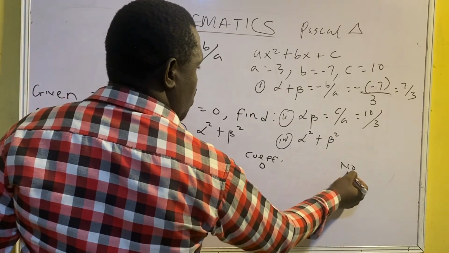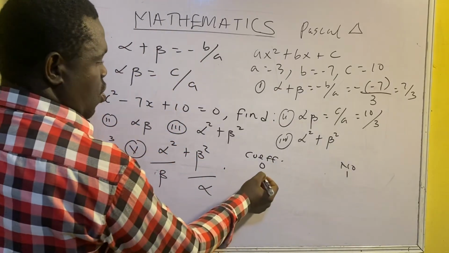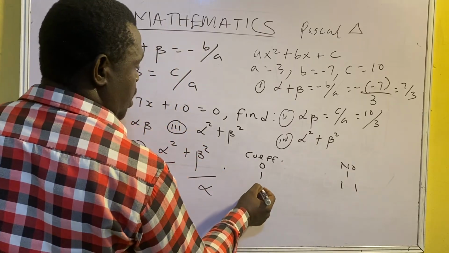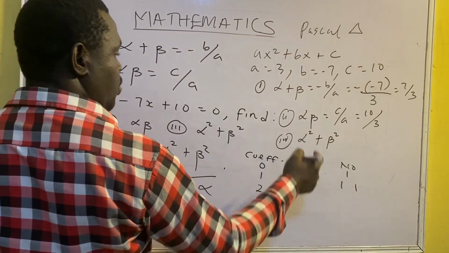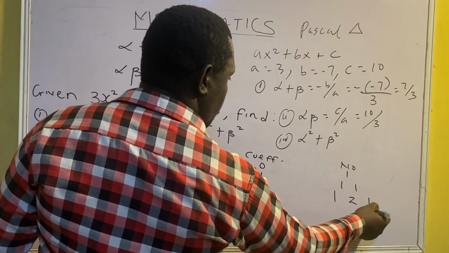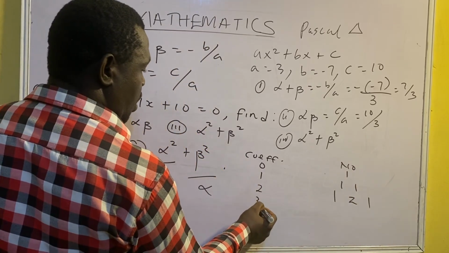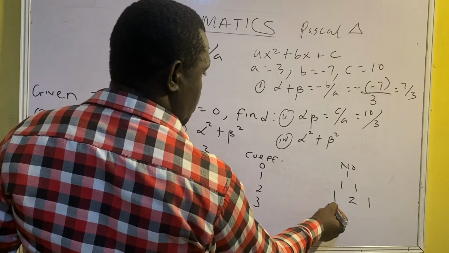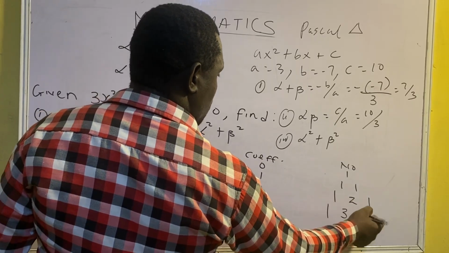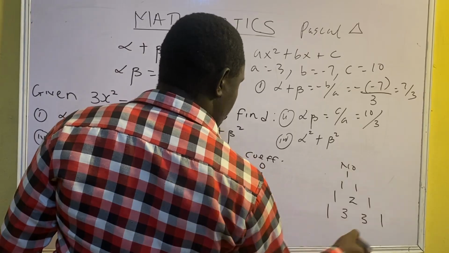So 0 is 1 for Pascal's triangle. So when it's 1, you have 1, 1. When the coefficient is 2, like we have 2 here, it will be 1, then 1 plus 1, 2, then 1. When it's 3, the coefficient will be what? 1, 1 plus 2, 3, 2 plus 1, 3, then lastly 1.